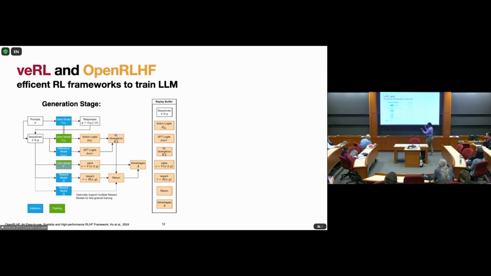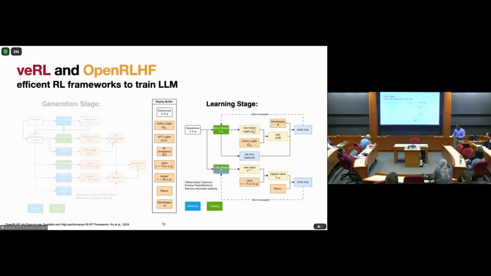The first step is the generation stage, where you have a prompt and your actor model, and you get a response. Your actor model gives you logits, and you have a reference model, critic model, and reward model. All this information has to be stored in a buffer. And once you have this information in a buffer, you have the learning stage.